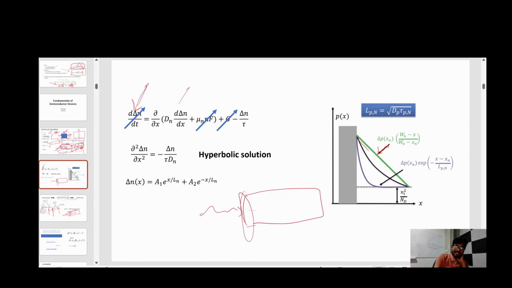Since pn is greater than ni square, they will try to recombine, but at the same time the concentration of n and p is more in this region and less in that region, so they will diffuse in this direction.